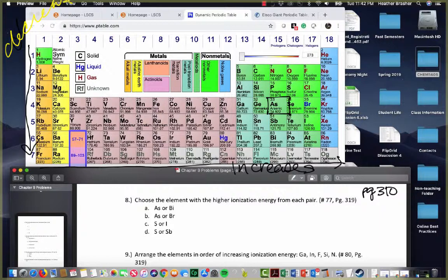So we have As, arsenic, and then we have Bi, bismuth. So they're both the same distance here, right? So then we're not going to regard this one here, we're going to look at this, and the ionization energy is lower the higher you are. So we're going to have Bi there.